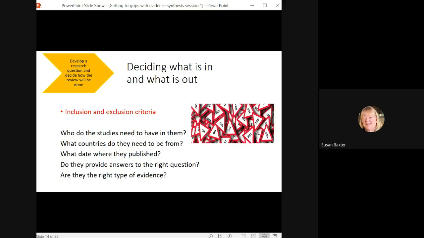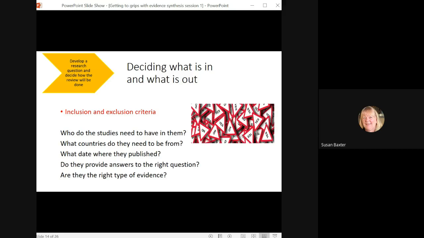As I'm sure you're well aware, there are thousands and thousands of research papers around. So trying to narrow down what we actually want to look at, what's important, which ones are giving us the answers to our questions, is really important. So you'll have heard us using the terms inclusion and exclusion criteria, I'm sure, quite a lot.